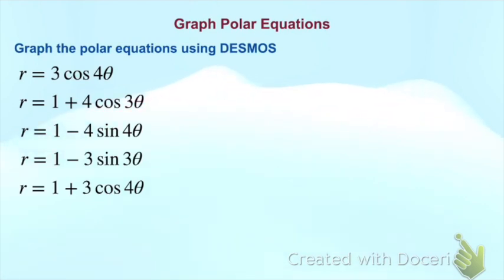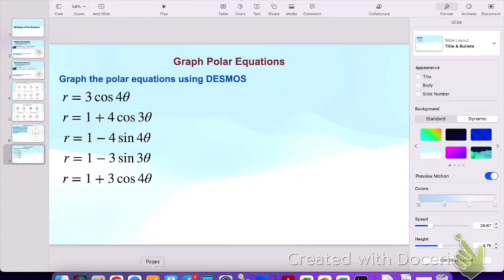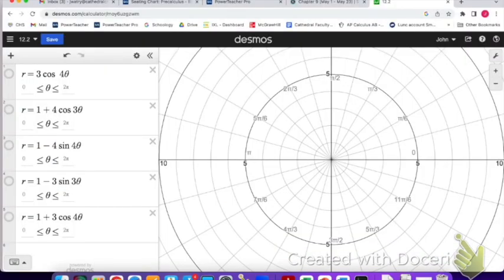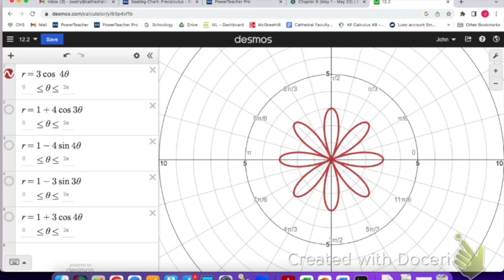So I'm going to go to Desmos. I'm going to go right to there. And I'm going to do one of these at a time. So I've typed them all in already. And all I need to do is I'm going to click on the first one. And look what we get.